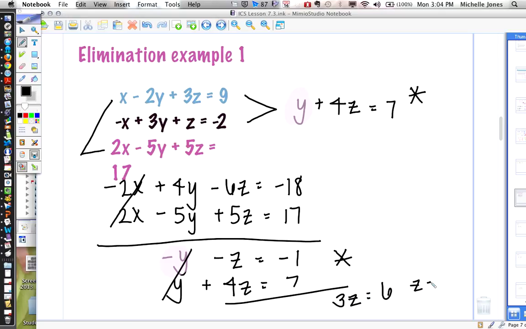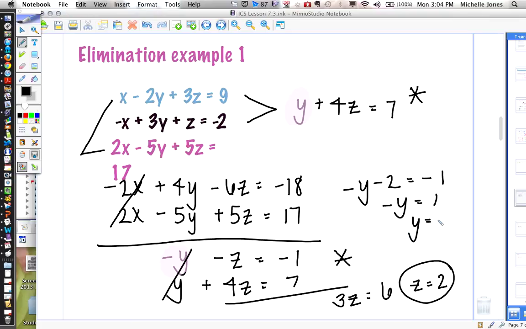So z equals 2. Now you can substitute this in to either one of the star equations because these are the ones that have only y and z. So let's go ahead and substitute that in. Let's do the star equation. So we get -y minus z, which we found was 2, equals a -1. Add 2 to both sides. So -y equals, what did I add to? So +1. So y equals a -1.